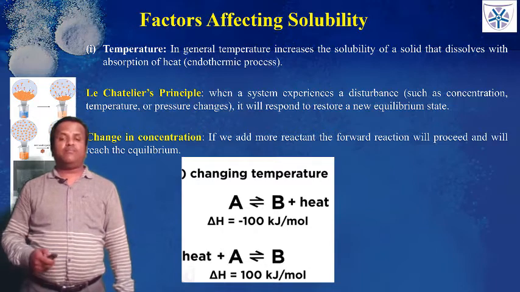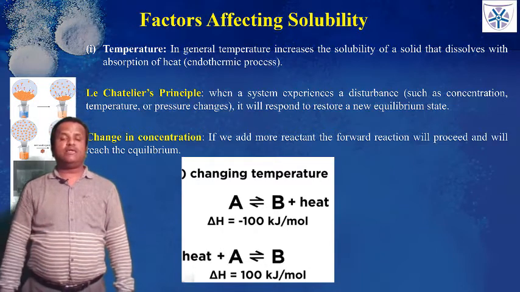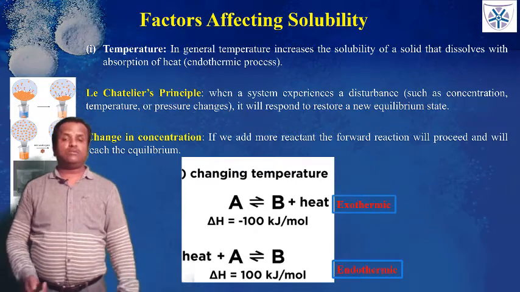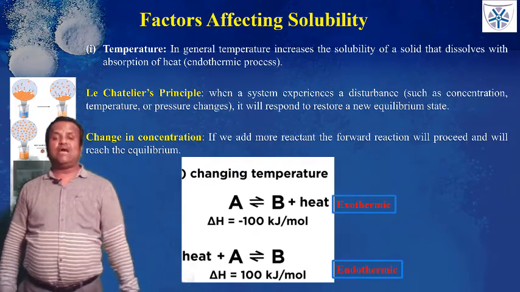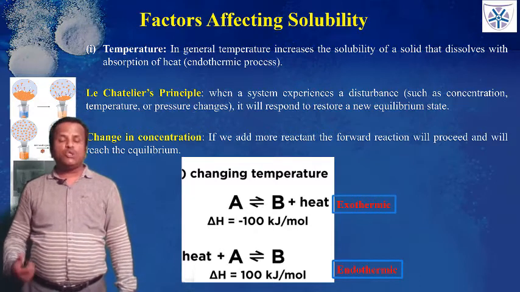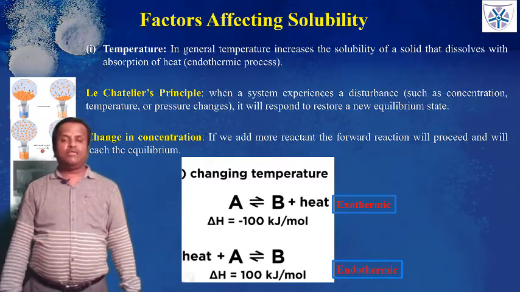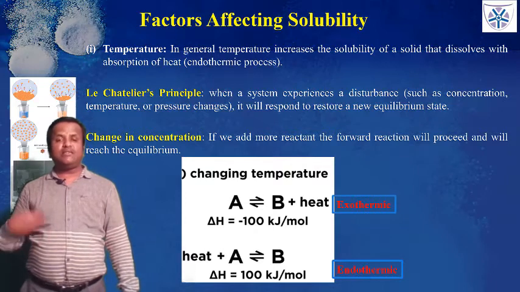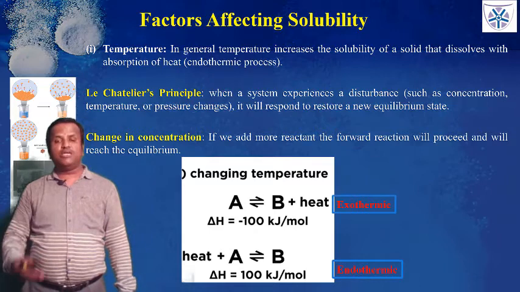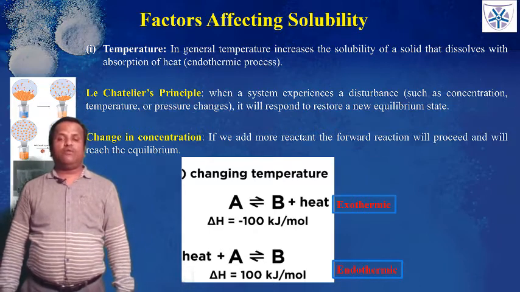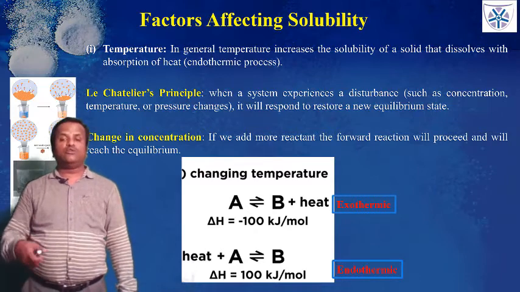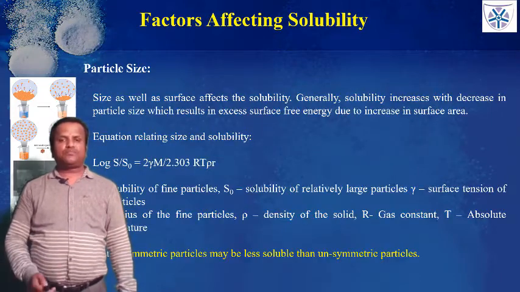The second one is A, where we are applying heat, A plus heat, then it produces B and also sets up the equilibrium. In the first case, the heat is liberated, so the reaction is called an exothermic reaction. In the second one, the heat is accepted, that means it takes the heat during the reaction, producing the product B and maintaining the equilibrium. Then the value of delta H, the enthalpy, is 100 kilojoule per mole. So this process is an endothermic process, right?